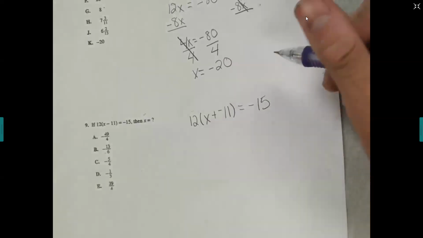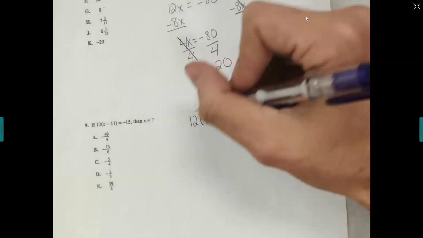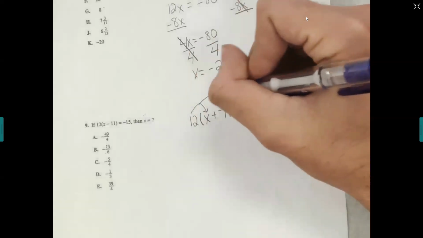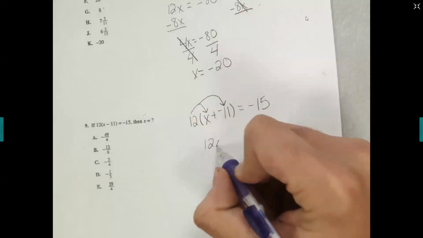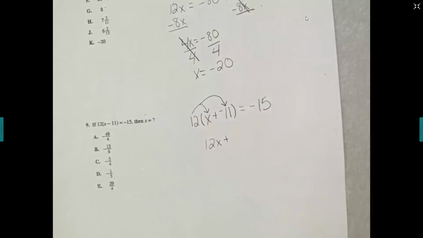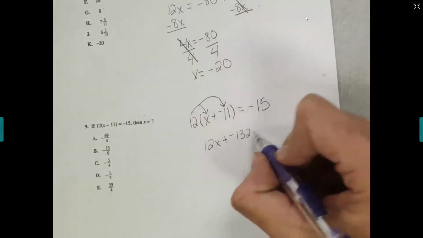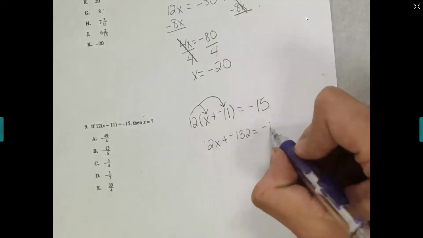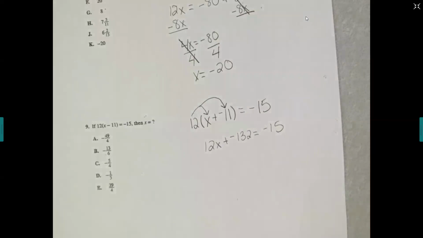So now this problem starts off just like the previous problem before it. I got to distribute this 12 through here. So I have 12 times x, which is 12x, plus 12 times -11, which is -132, equals -15, because nothing changed on this side of the equation here.